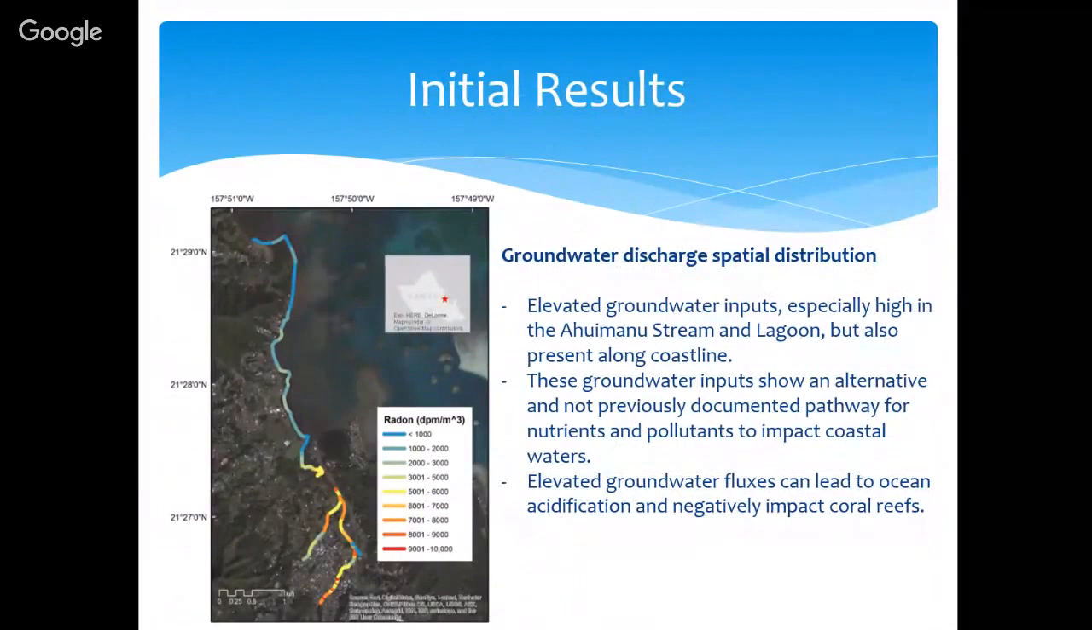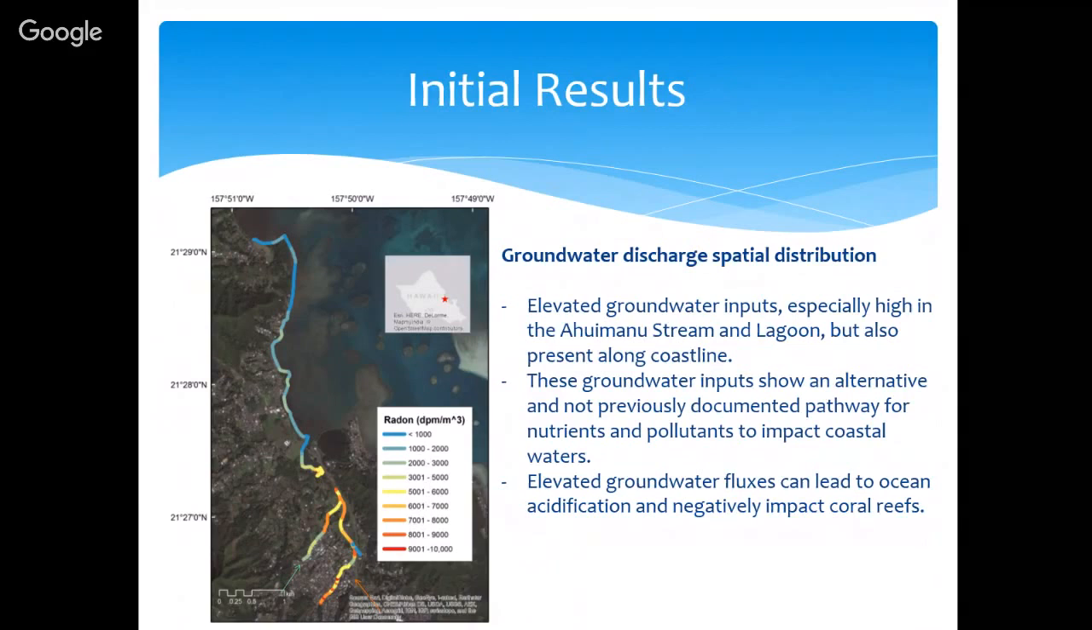So on to some initial results. We've been working hard to map the Kahaluu area. And this is a map of the groundwater discharge spatial distribution indicated by radon. So we have found definitive elevated groundwater inputs, especially in the Ahuimanu stream, which there's a very small arrow indicating it, and then also in the Kahaluu streams, and in the lagoon itself. So this tells us this is an important element to look more closely at.